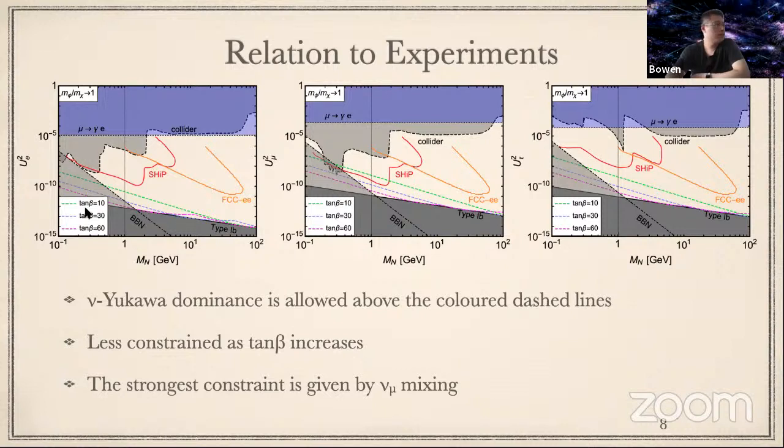And when tan beta increases from 10 to 30 to 60, you can find the lines move downwards, which means the parameter space is less constrained. And among these three figures, the strongest constraint is from the muon neutrino mixing.